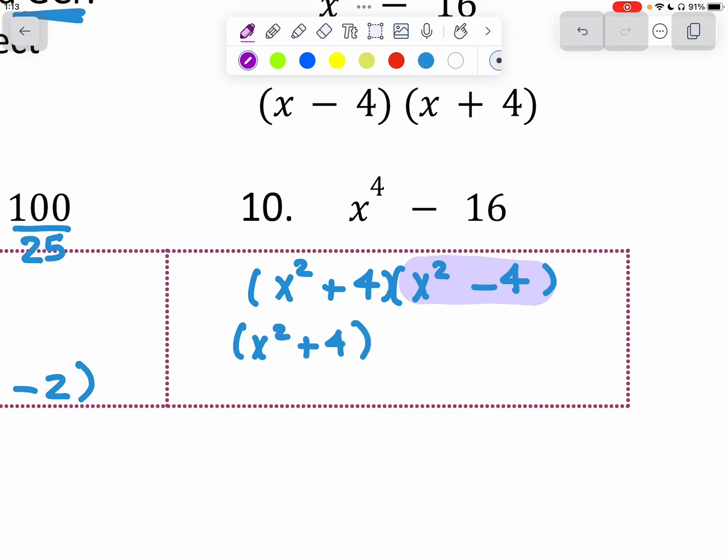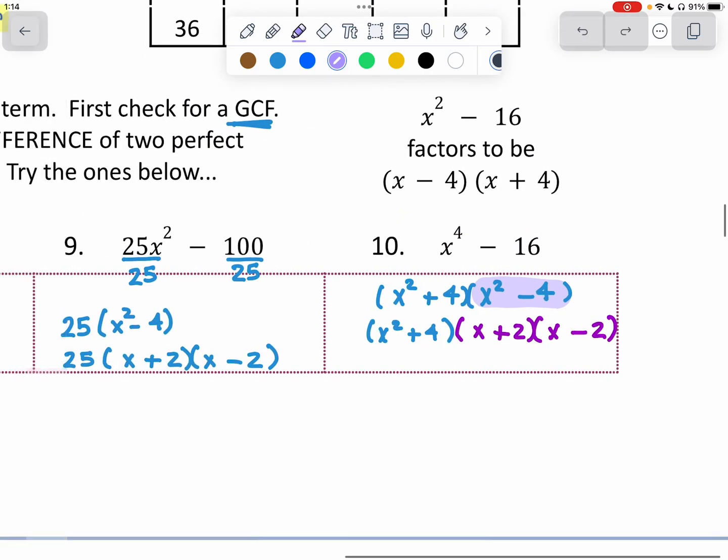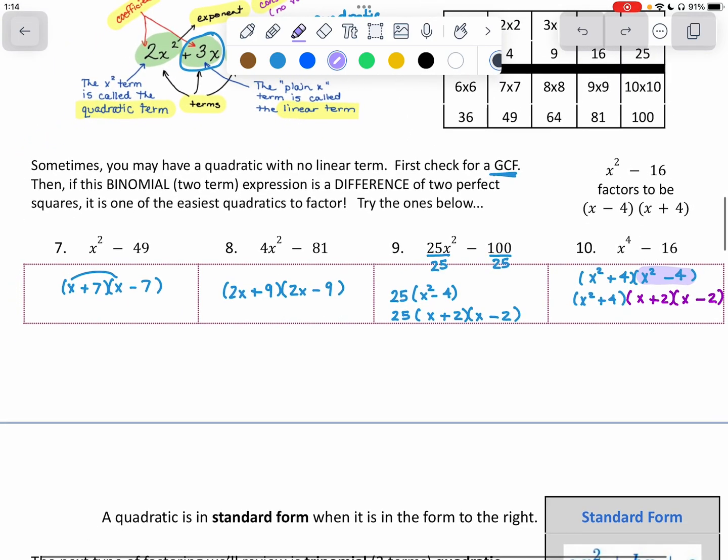But then this one, I can now factor to be the product of the sum and the difference of the square roots of each. x plus 2, x minus 2. So that means if I were to multiply all of this out, I would get x to the fourth minus 16. And that is how you factor difference of squares.